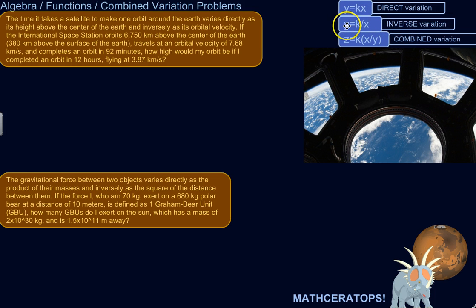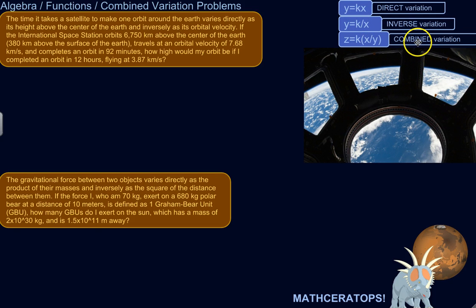If y varies inversely as x, or as some people say indirectly, if y and x have an inverse relation, then y is equal to some constant divided by x, or you can think of it as some constant over x. Okay, so the bigger x gets, the smaller y gets.